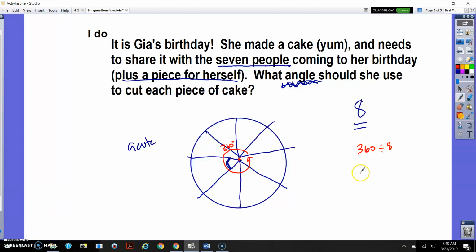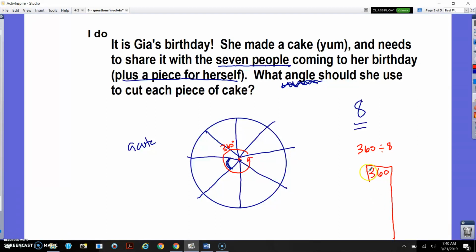I'm going to blast from the past. Let's divide 360 by 8 with the partial quotients method. So let's see. I can do groups of 10.